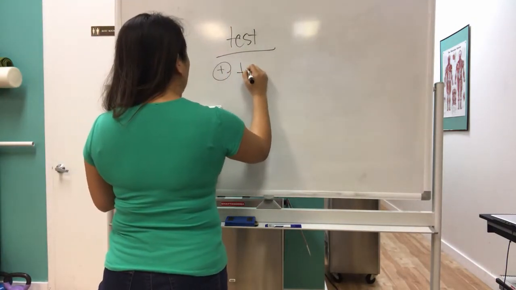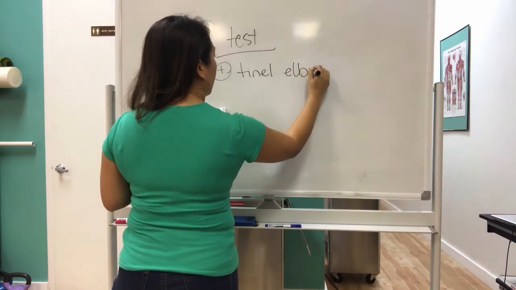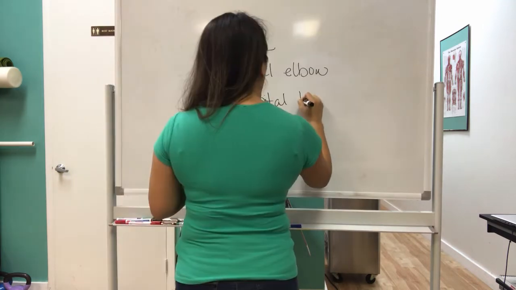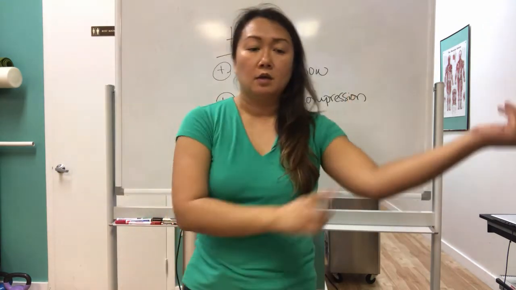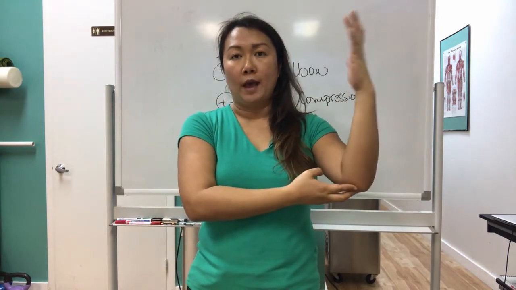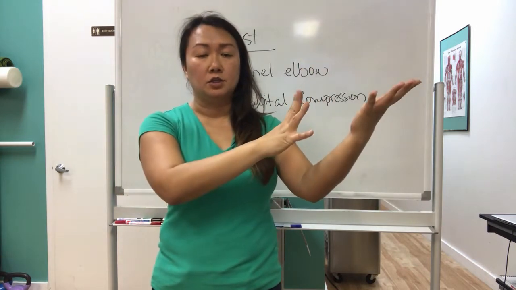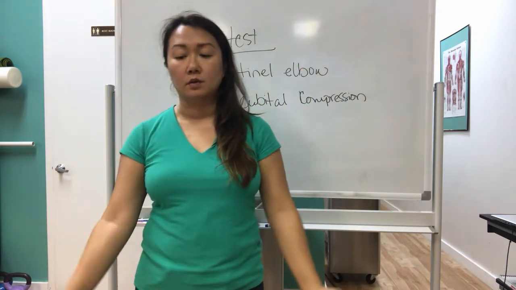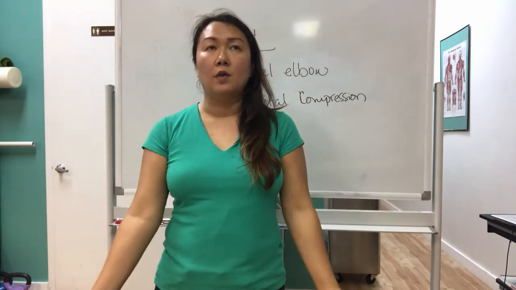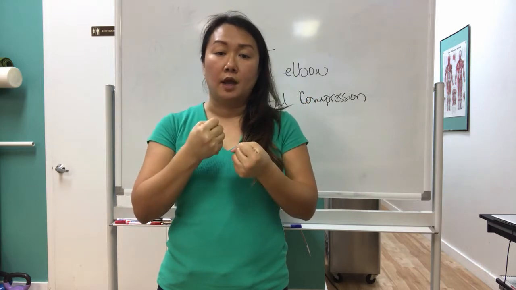So if you're positive for Tinel's at the elbow, and you're positive for a cubital compression test. For Tinel's, you tap, it's right here, it's the most superficial nerve that we have in our arm, and you tap it really hard and it sends a sensation down, that's positive. Cubital tunnel compression, you know how to do it because you know that flexion puts pressure onto that nerve, right?